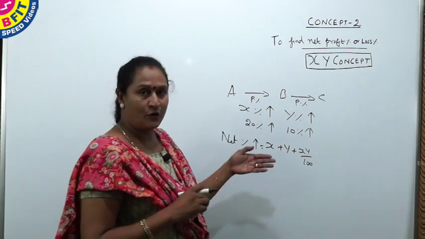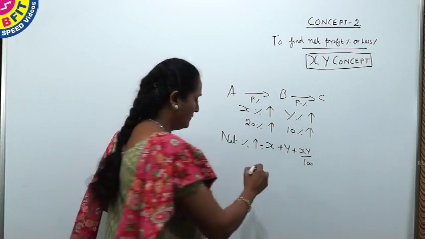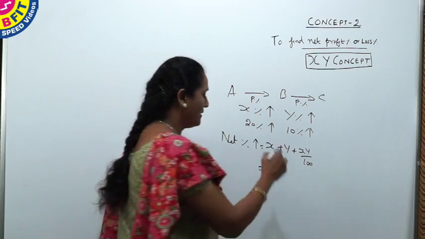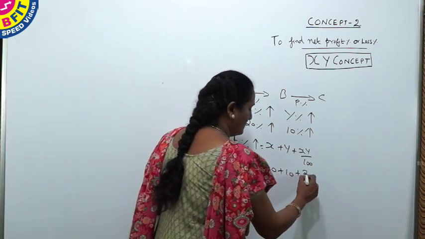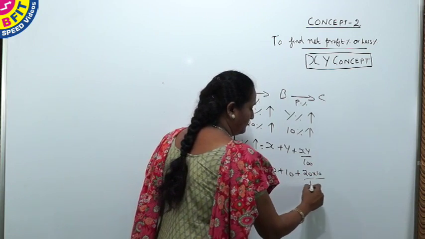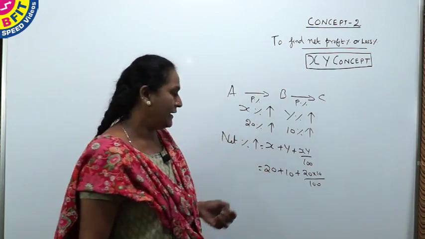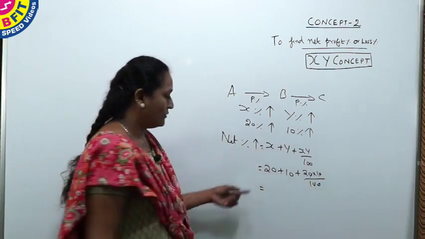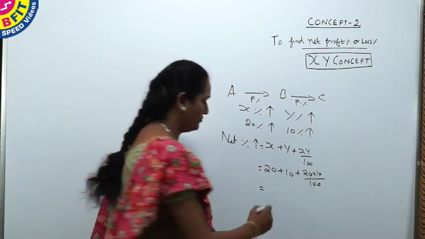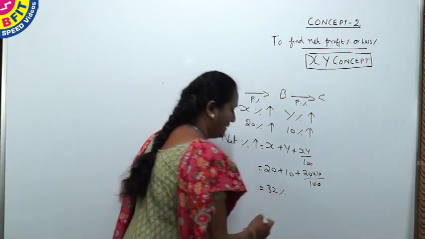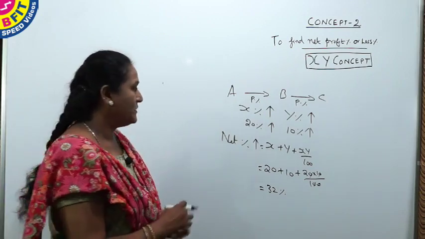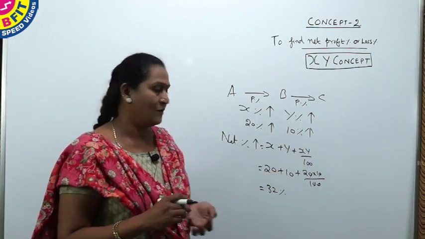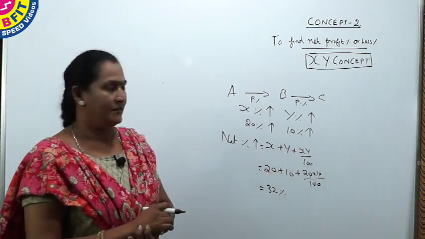So now we'll see how to apply this for this 20 and 10. So X we take as 20 and Y is 10. So now calculating this, 20 plus 10, 30, plus 2. So 32% is the net increase or net profit percent. So by using this X plus Y plus XY concept, you can find the net increase.